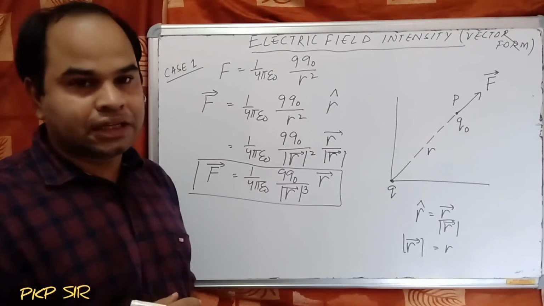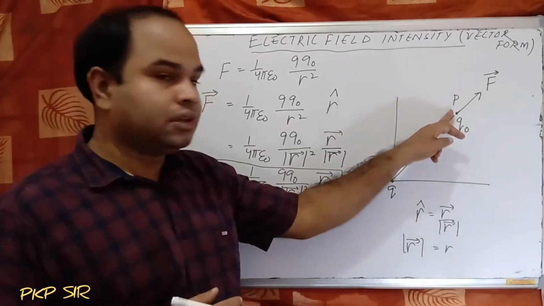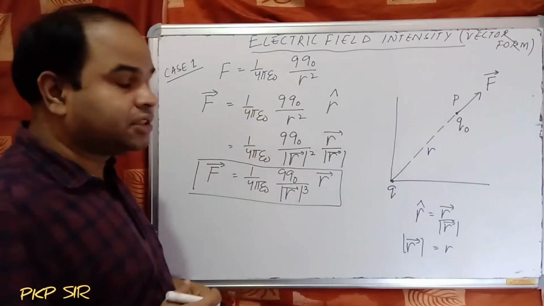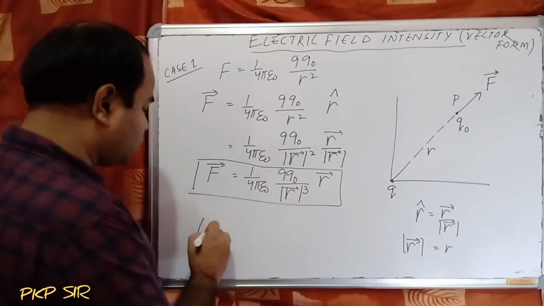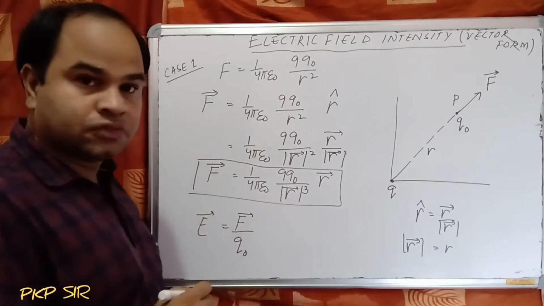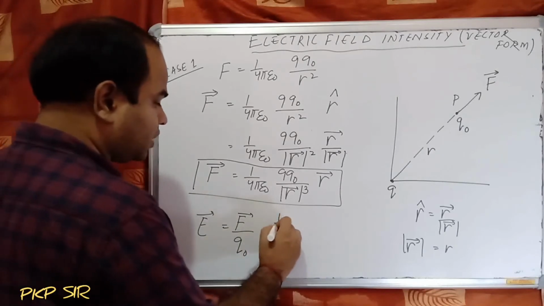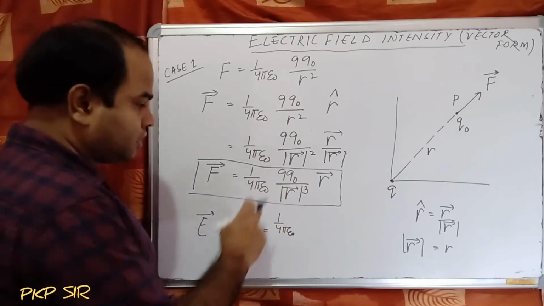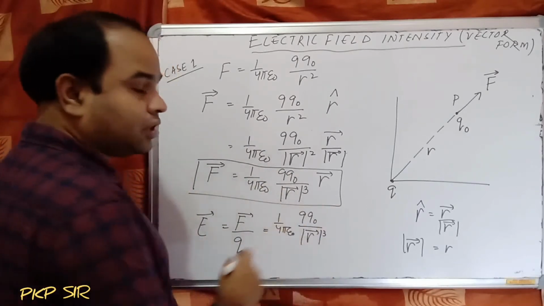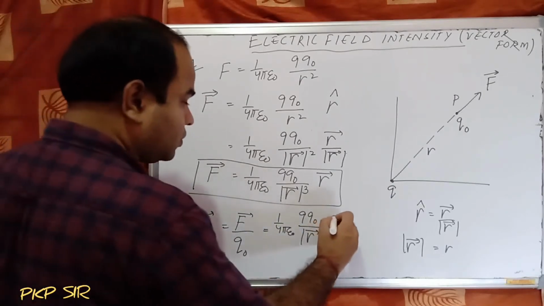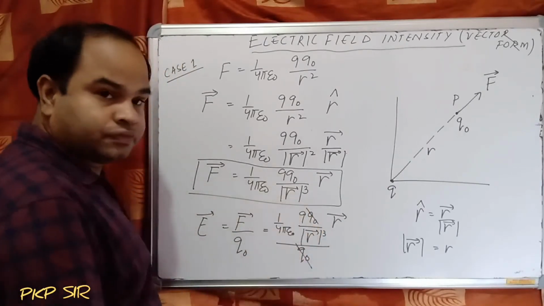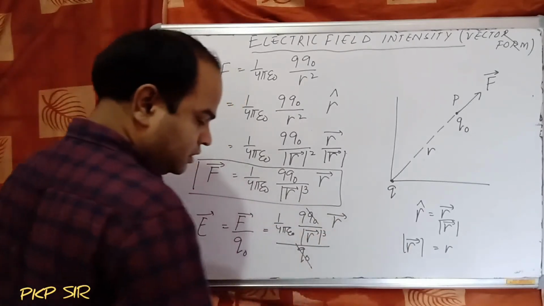Again, the electric field intensity at point P is the force experienced by the test charge, per unit test charge. Okay? So E is F divided by Q naught, which is 1 by 4 pi epsilon naught, Q Q naught divided by the magnitude of r vector cubed into r vector, divided by Q naught. So Q naught cancels.